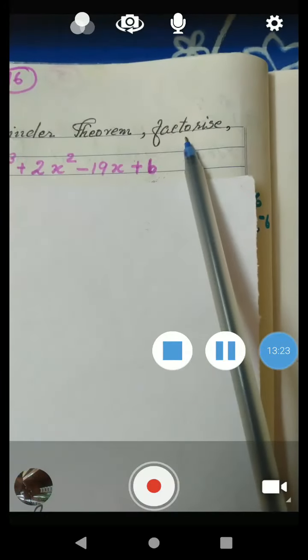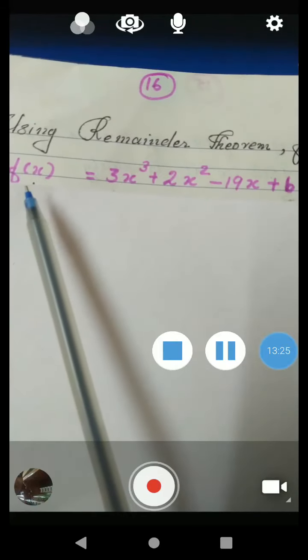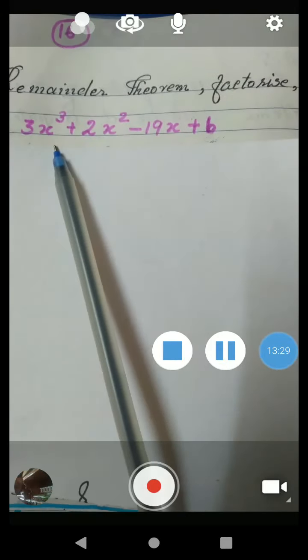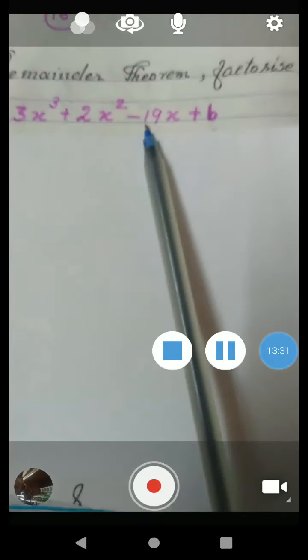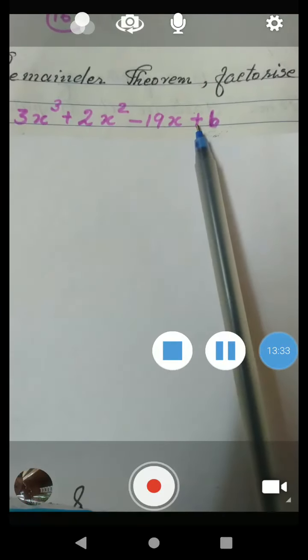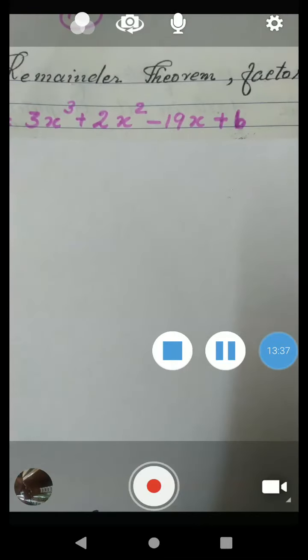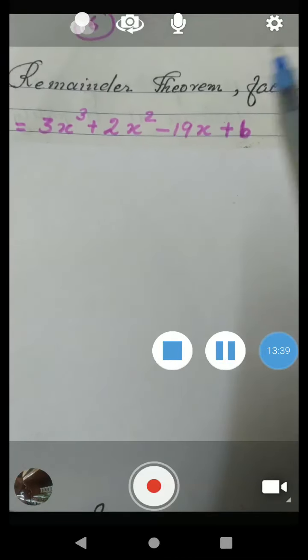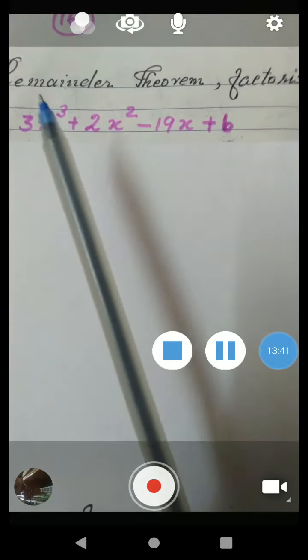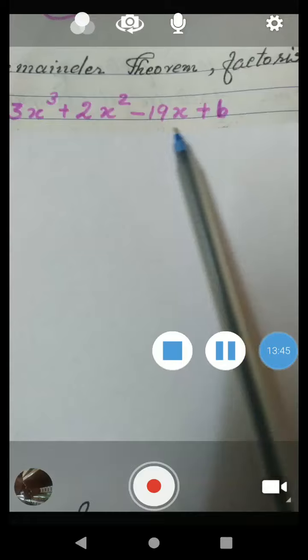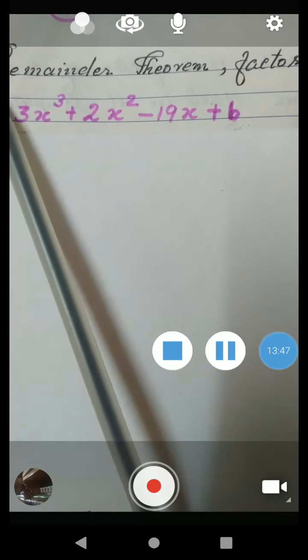Next question. Using remainder theorem, factorize. This is the expression given: 3x cube plus 2x square minus 19x plus 6. Here, no factors are given. The question only says factorize. Using remainder theorem, factorize this expression. Let's start.